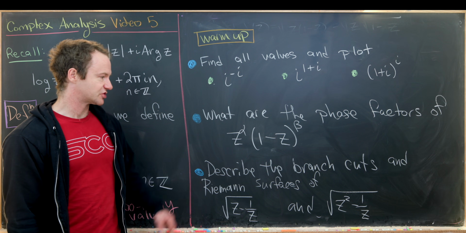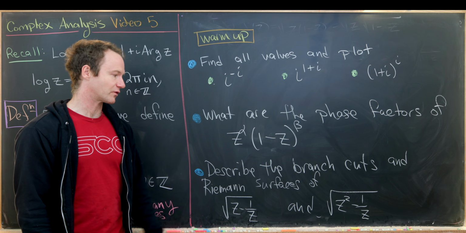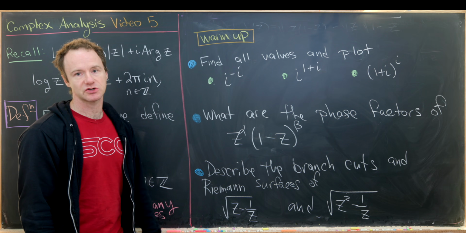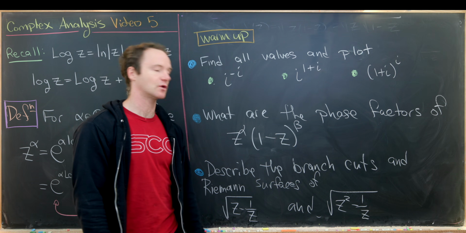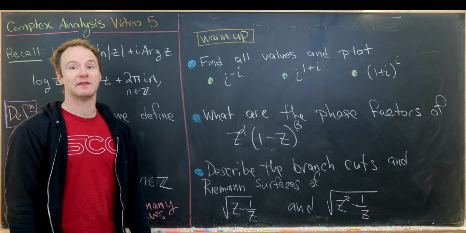Then finally, describe the branch cuts and the Riemann surfaces of these two functions. So we have the square root of (z minus 1) over z and the square root of (z squared minus 1) over z. And that's a good place to stop.